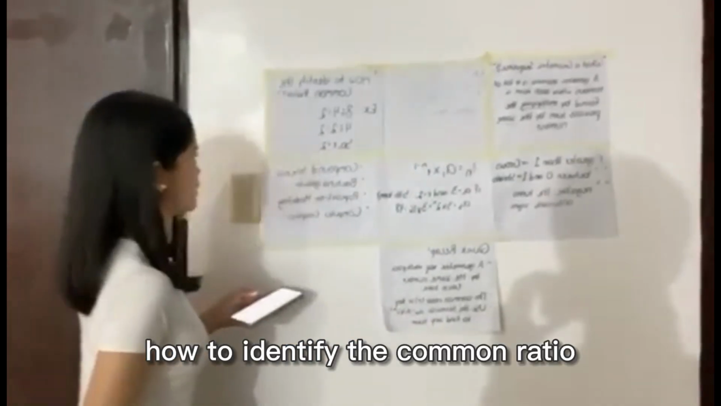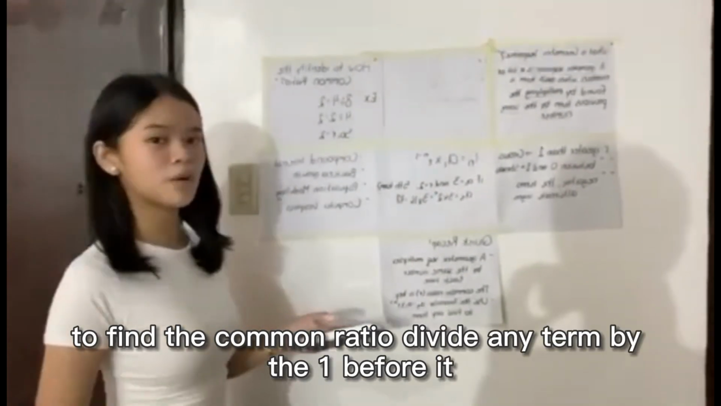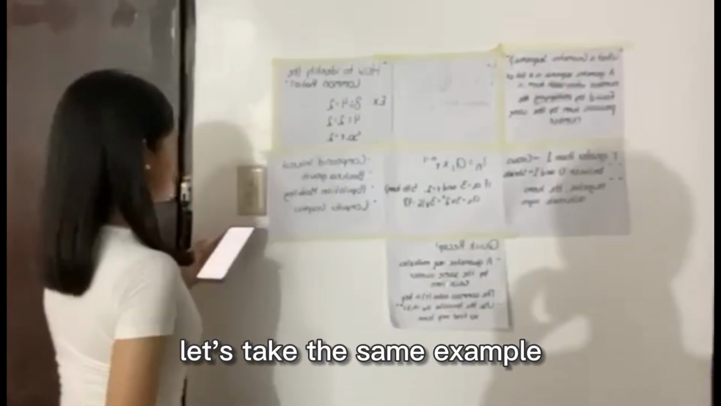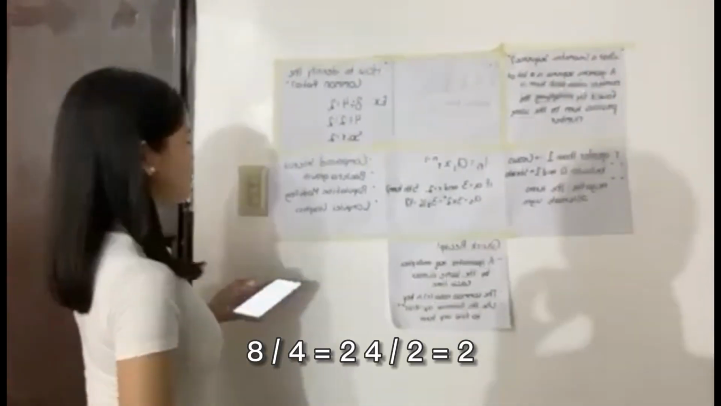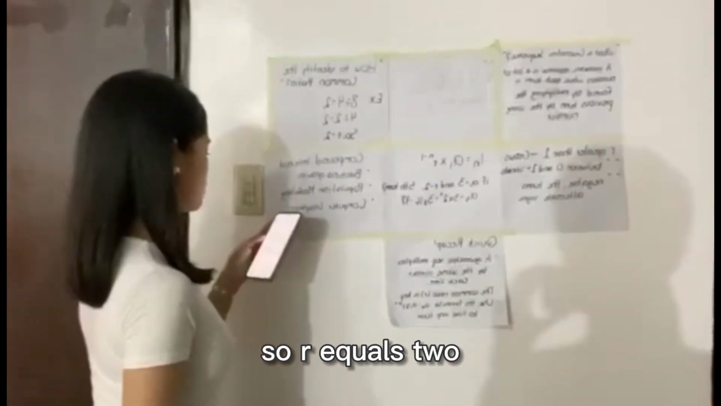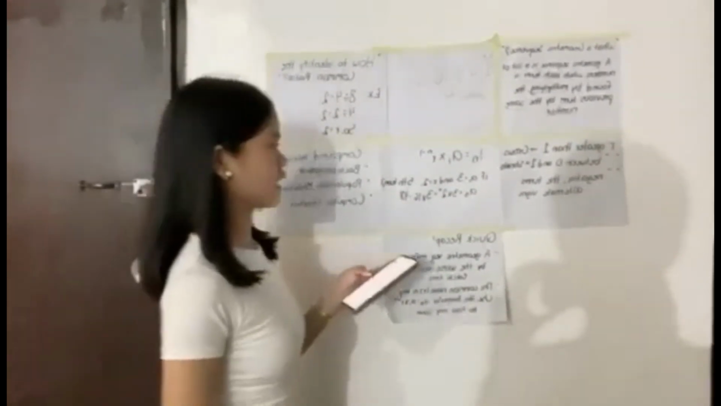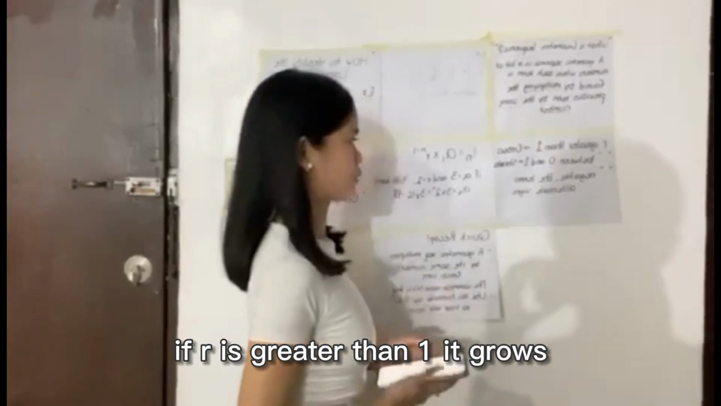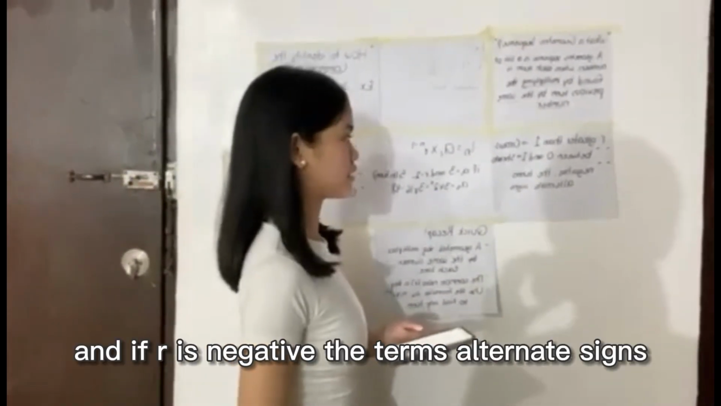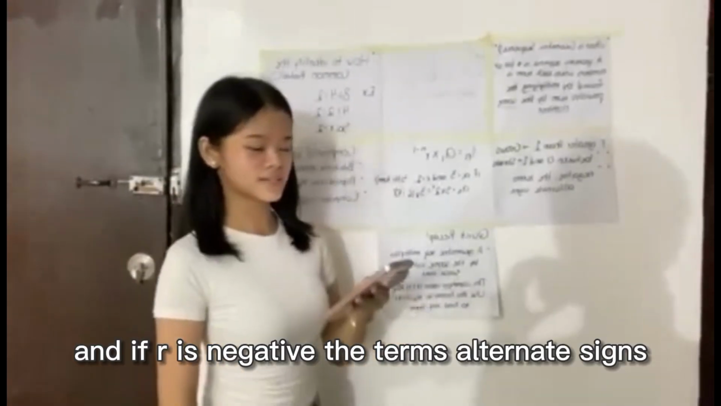How to identify the common ratio? To find the common ratio, divide any term by the one before it. Let's take the same example. 8 divided by 4 equals 2. 4 divided by 2 equals 2. So r equals 2. If r is greater than 1, it grows. If r is between 0 and 1, it shrinks. And if r is negative, the terms alternate signs.